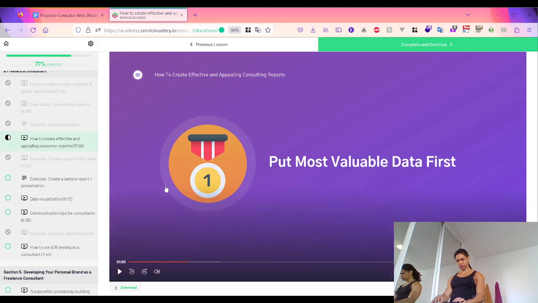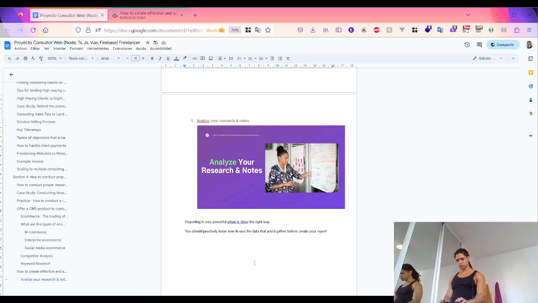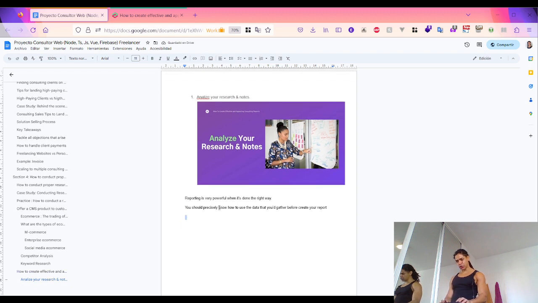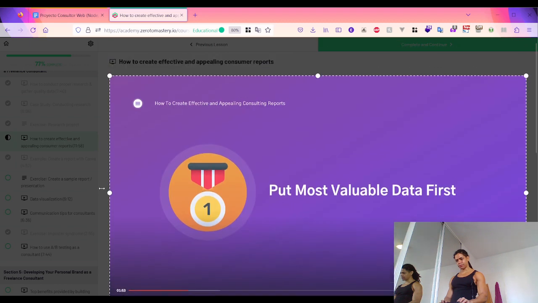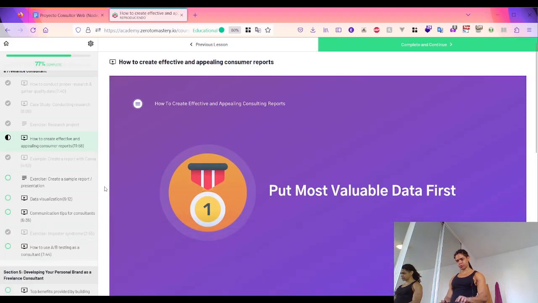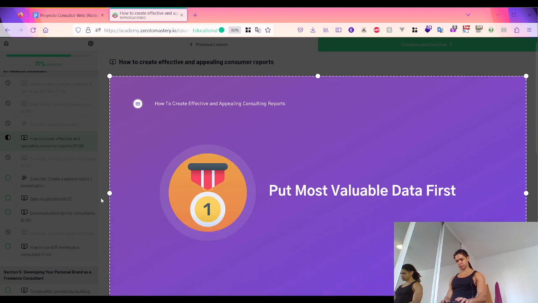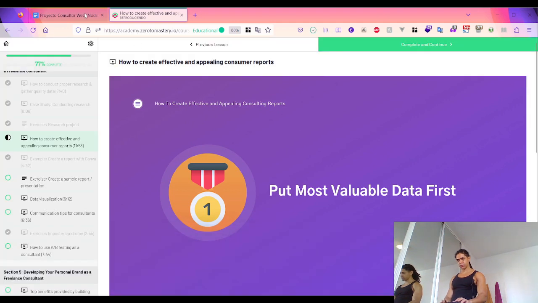What you want to do is put the most valuable data first. Longer reports are fine as long as all of the data that is the most valuable is included.